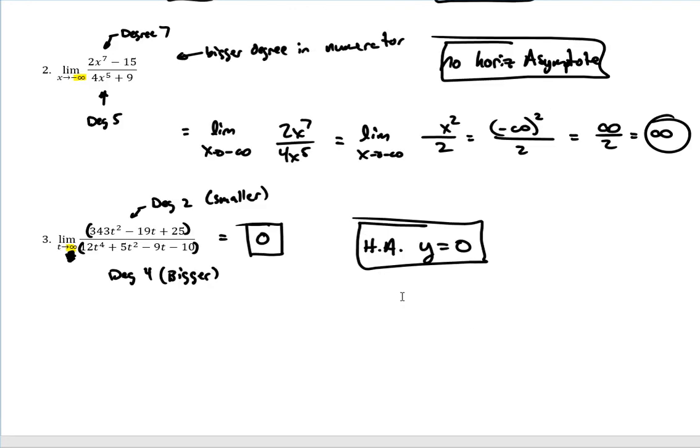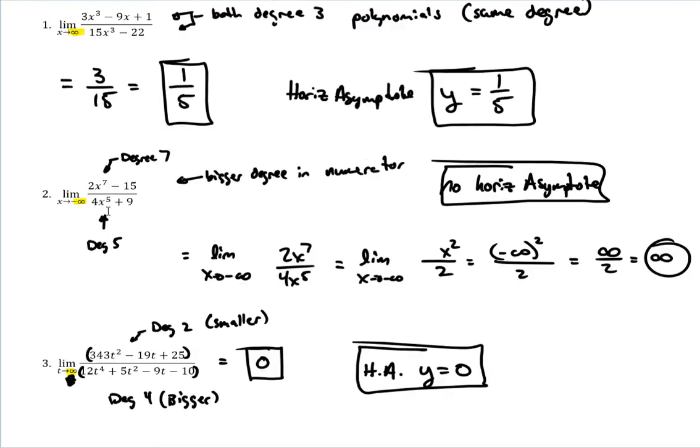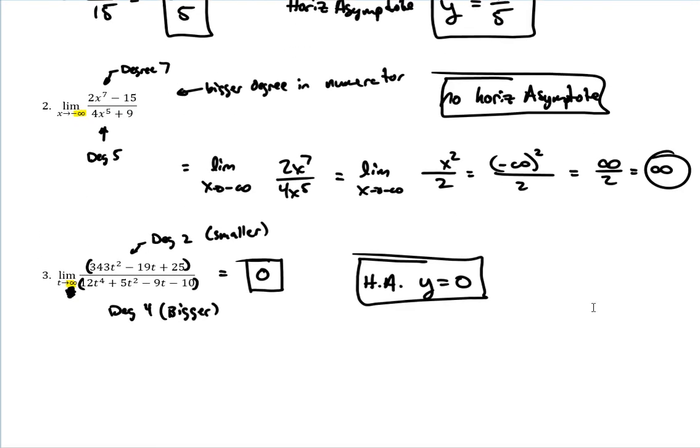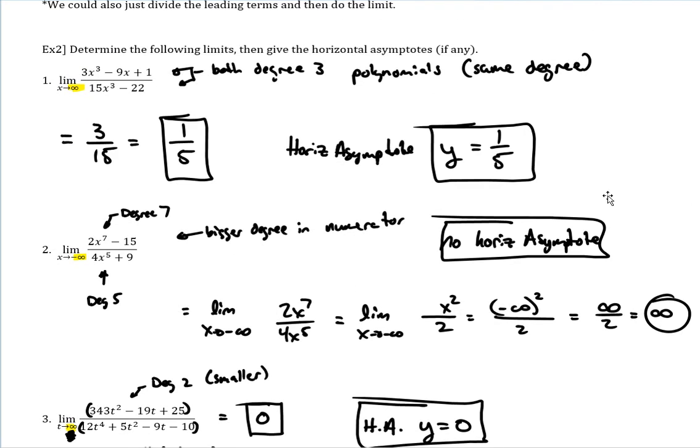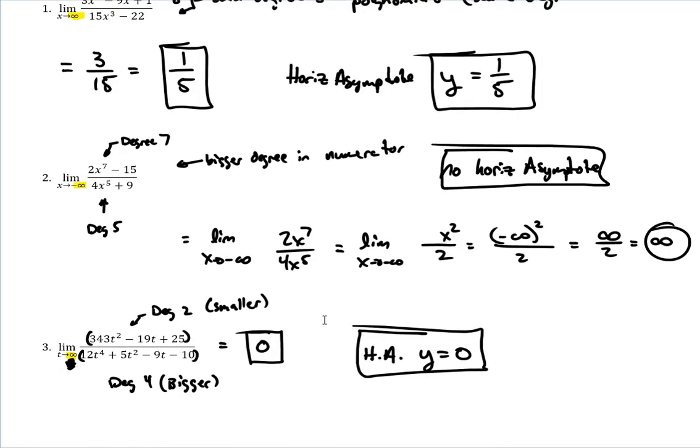Okay, so that's it. There's our limits that involve our variable here, the x or the t or whatever, going to infinity. So you get all sorts of different answers: numbers, infinity still, zeros. Okay, so it all depends on the scenario.